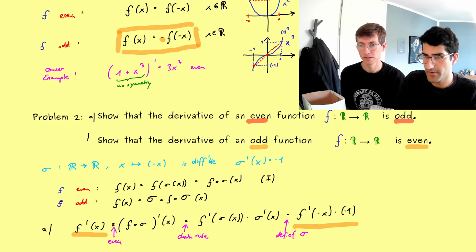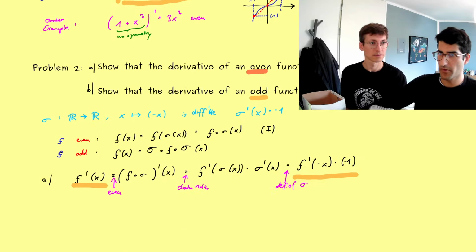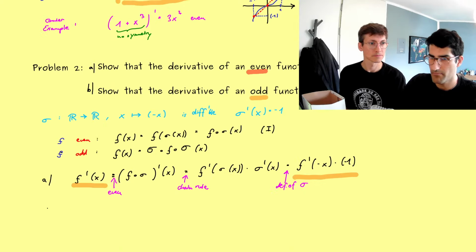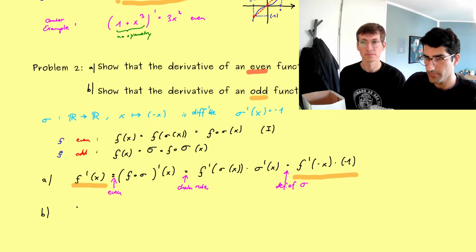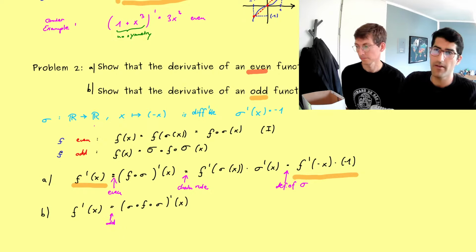The second part is very similar. In fact, we just do the same steps as before, but instead of an even function, we start with an odd function. So f prime of x in our case now is odd, which means we can write it as sigma after f after sigma of x. So here we used f is odd. Now we can write f, our function, as a composition.